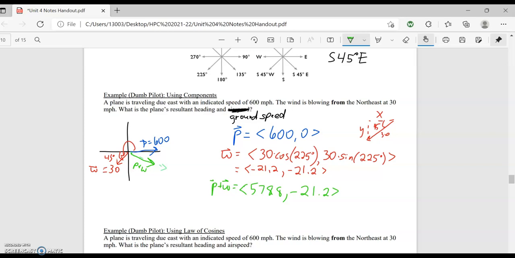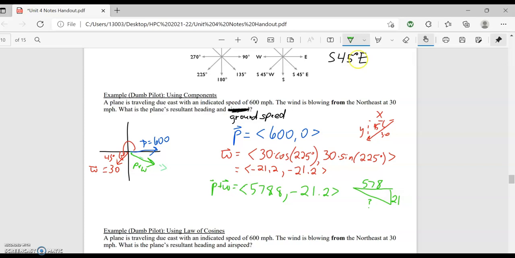So we're at least halfway there. We know what the vector looks like, but the question's asking for the resultant heading and ground speed. Well, the ground speed is the magnitude of that arrow. So we have the x, we have the y, we need the hypotenuse of this triangle. We have 578, we go down 21, and we want to know the hypotenuse. This is 578, and this is 21.